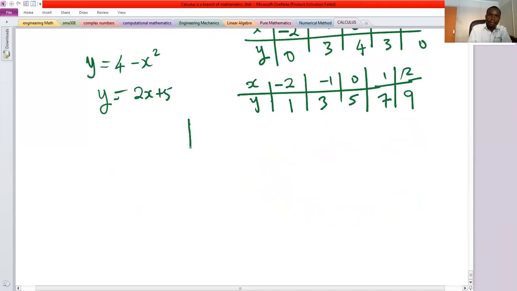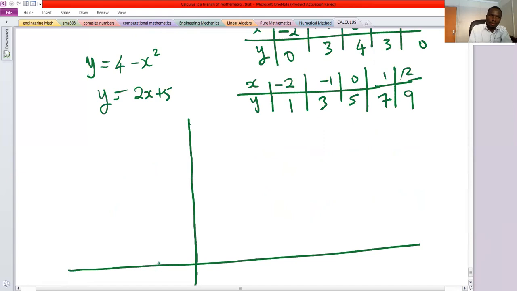So I sketch. So 0, minus 1, minus 2, minus 3, 1, 2, 3, and 1, 2, 3, 4, 5, 6, 7, 8, 9, 10. This is y. This is 4. And then that's the x-axis.